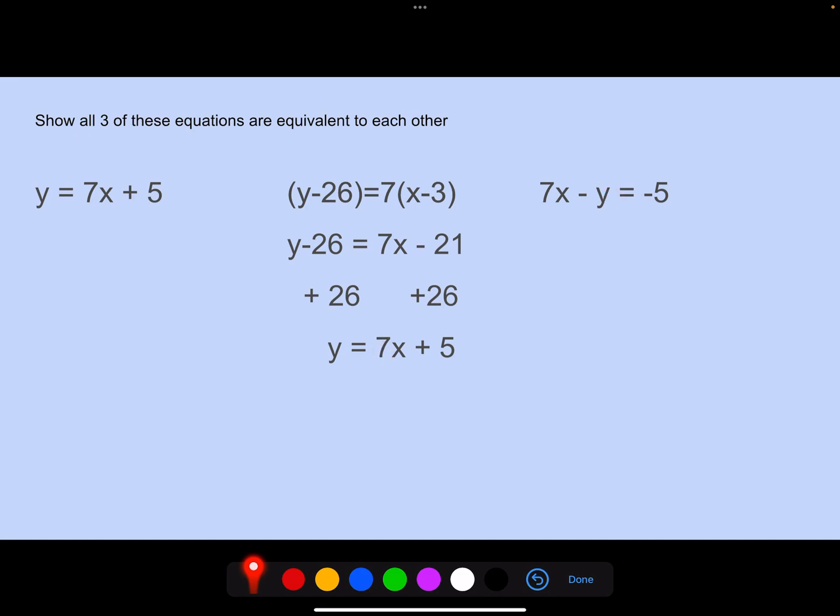Same idea here. I want to get the y alone, so I'm going to subtract 7x from both sides. Since these are not like terms, I would just rewrite them: negative 7x minus 5. And since I have a minus left as soon as that 7x is gone, it's a negative y. So I would divide everything by negative 1, and I get y equals 7x plus 5. Even though they all look a little different at the beginning, at the end they all have the same 7x plus 5.